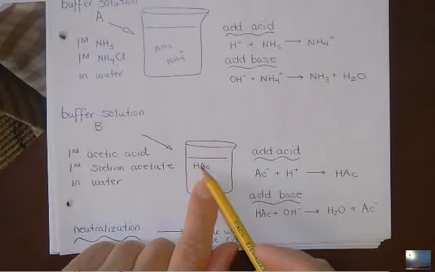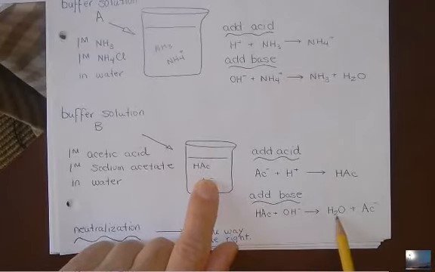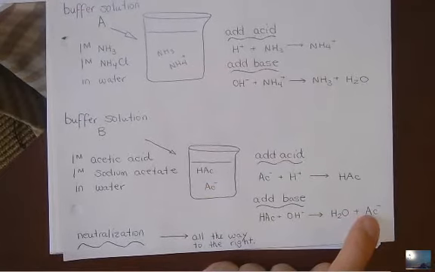And what does this Batman do? The acetic acid reacts with hydroxide by donating a proton to it to make water and acetate. So I replace the very dangerous strong base hydroxide with the weak base acetate.